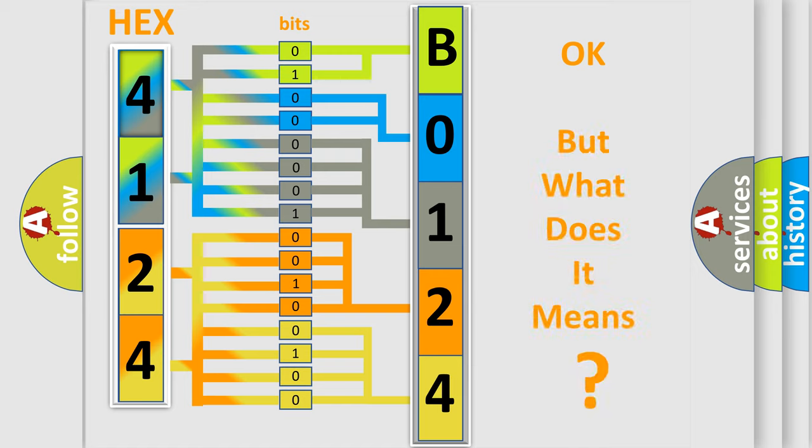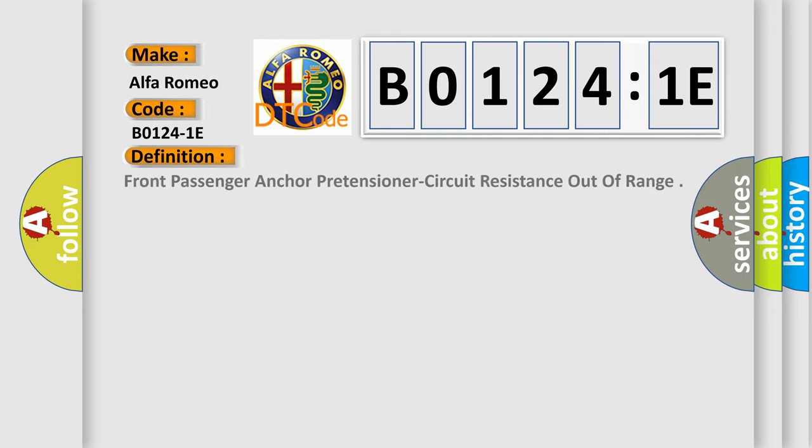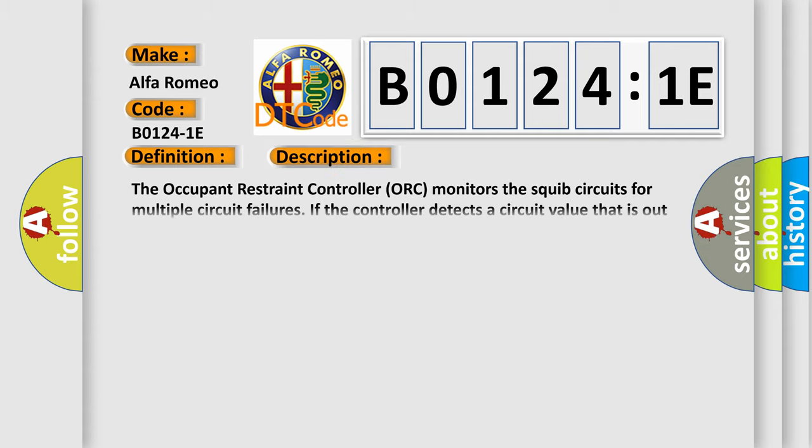The number itself does not make sense to us if we cannot assign information to what it actually expresses. So, what does the Diagnostic Trouble Code B0124-1E specifically interpret for Alfa-Romeo car manufacturers? The basic definition is front passenger anchor pretensioner circuit resistance out of range. And now this is a short description of this DTC code.